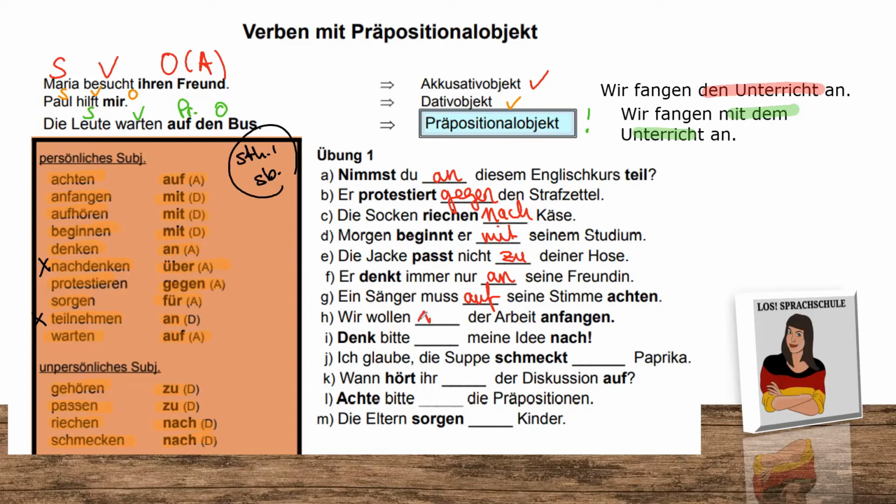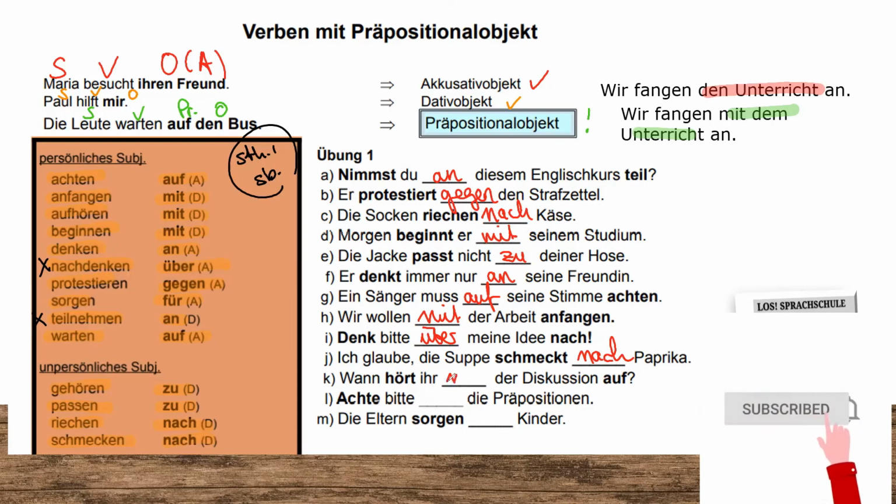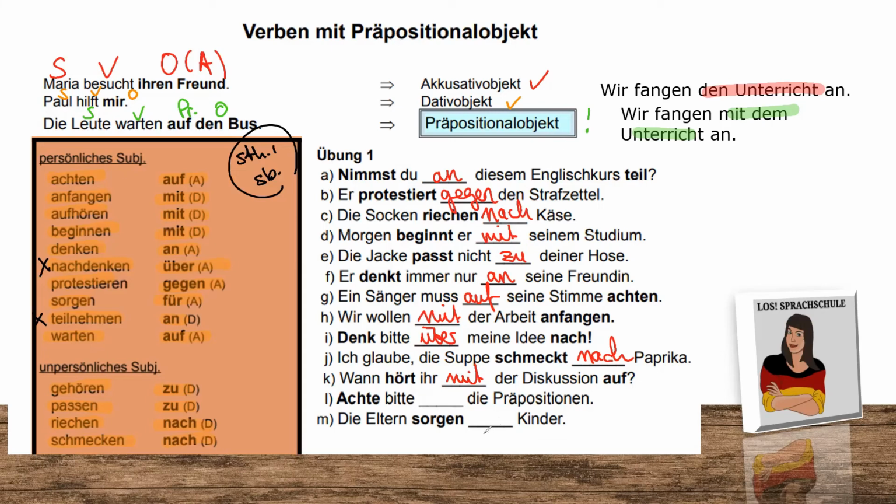Wir wollen mit der Arbeit anfangen. We want to start with the work. Denk bitte über meine Idee nach. Please think about my idea. Ich glaube, die Suppe schmeckt nach Paprika. I think the soup tastes like paprika. Wann hört ihr mit der Diskussion auf? When will you stop with the discussion?